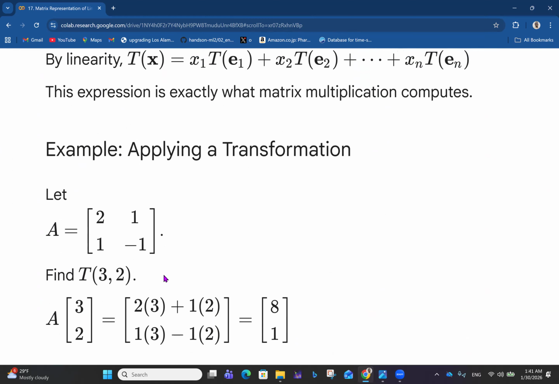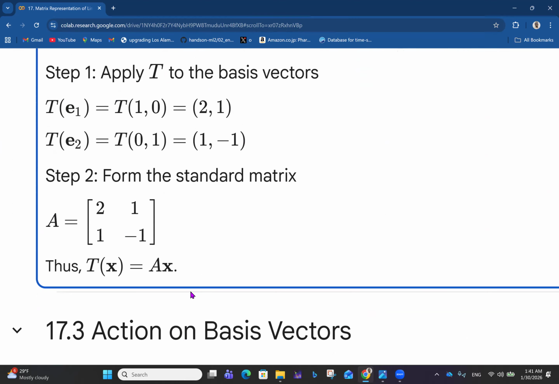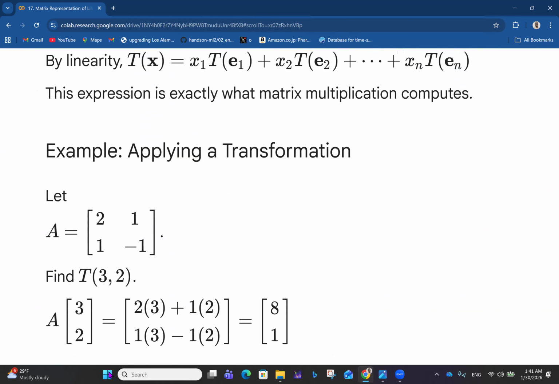Now, as we know, T of 3, 2 is meant to be AX. So T of X is AX. Now we have our A to be 2, 1, 1, minus 1. And 3, comma 2 is now our X. So we have AX, and that'll be the usual multiplication we do. Let me open the worksheet for this now.